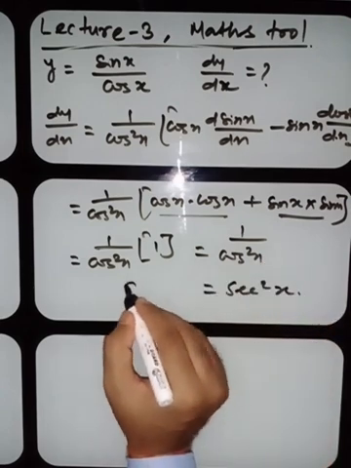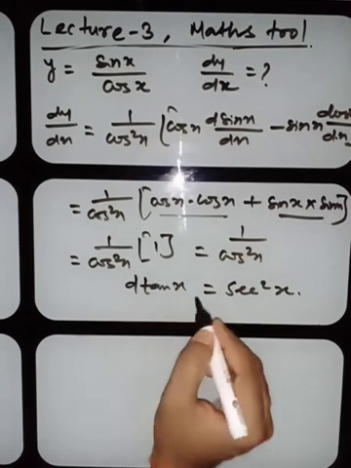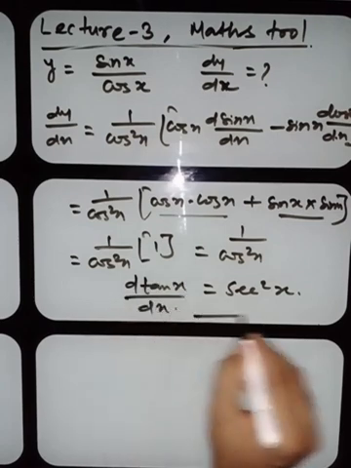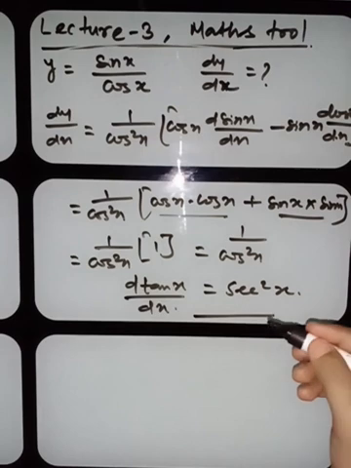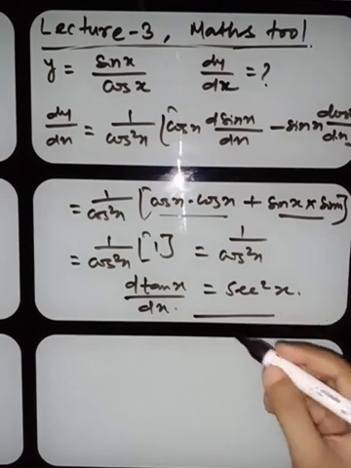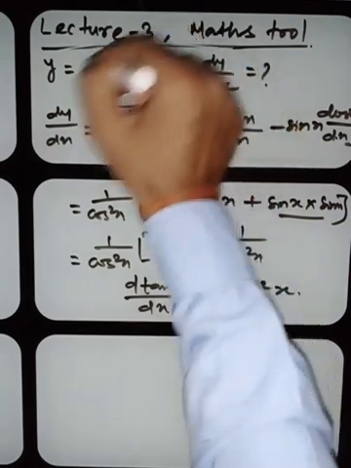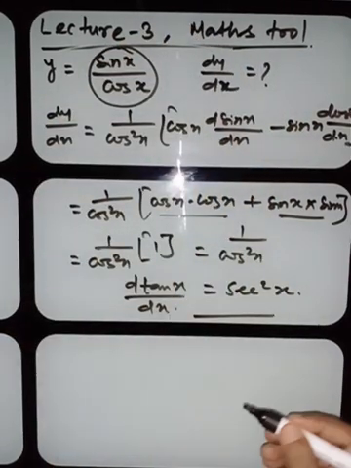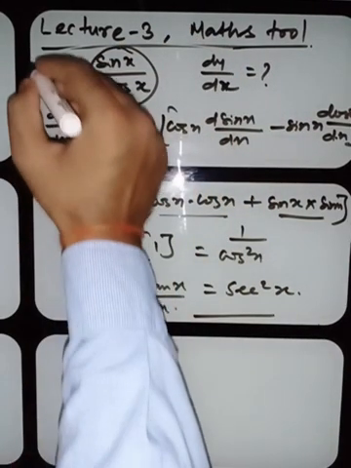How much is it? 1 by cos square x can be written as sec square x. Try to remember d tan x by dx. Differentiation of tan x. Do you remember, my dear students? Differentiation of tan x was sec square x. Now you can see this sin x by cos x becomes tan x. In the same way you have to derive all the formulas.